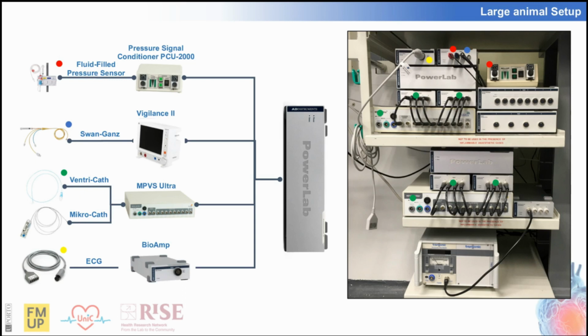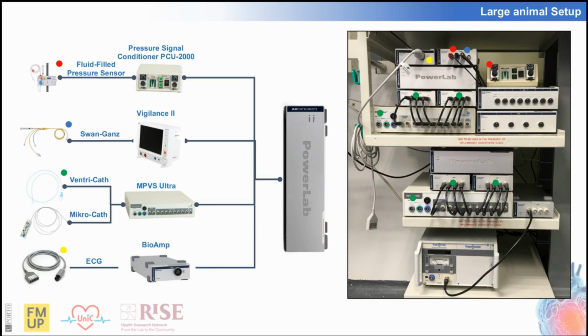Third, we have our MPVS Ultras, the green dots, which allow the connection of the Ventricaths or Microcaths and feed the signals into the PowerLab. In our case, we run 2 PowerLabs in the same computer, receiving all volume segment signals from both MPVS Ultras. However, in order to run a biventricular loop experiment, you will need a second computer just to connect the second MPVS Ultra, as it requires the MPVS Ultra control software to be open on a separate computer.